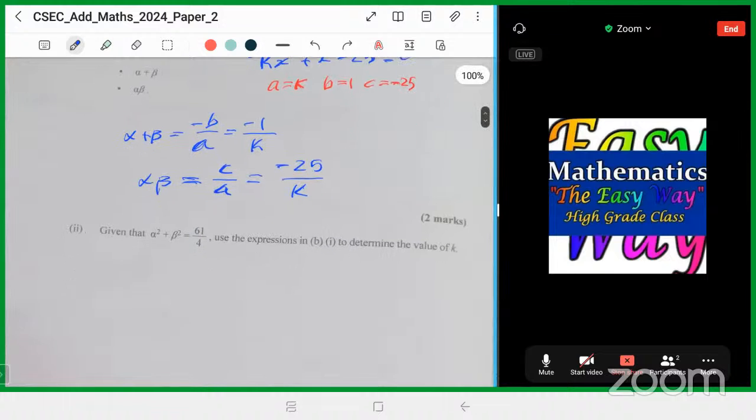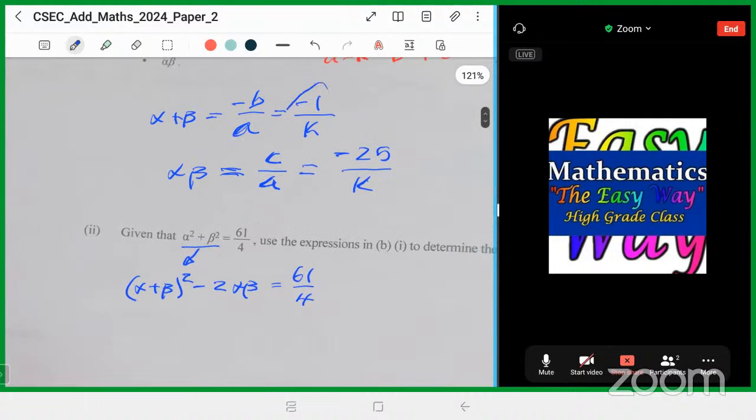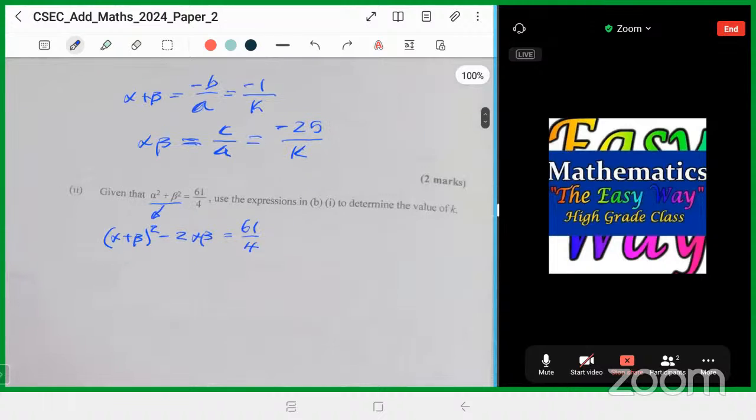So remember now, this alpha squared plus beta squared expression, I'm going to rewrite it. So this side can be written as alpha plus beta all squared minus 2 alpha beta. This is equal to 61 over 4. So we're solving this now. What I want to do is drop this expression for the alpha plus beta inside here, and drop this expression right here for the alpha beta. That's where the mathematics will come in. Then I can solve for k.